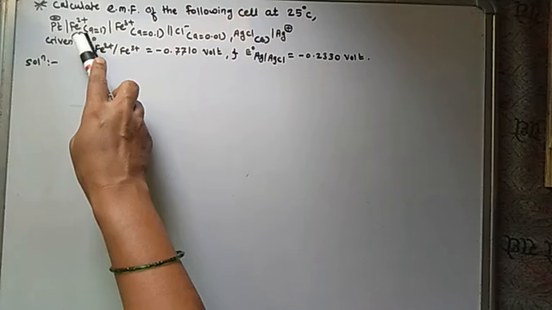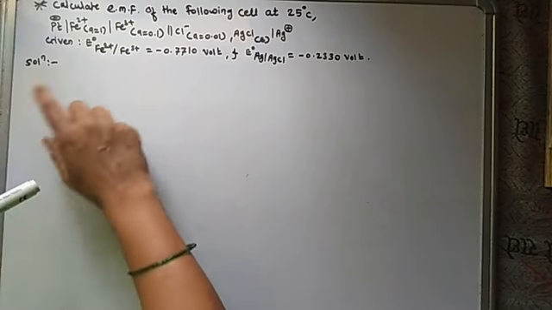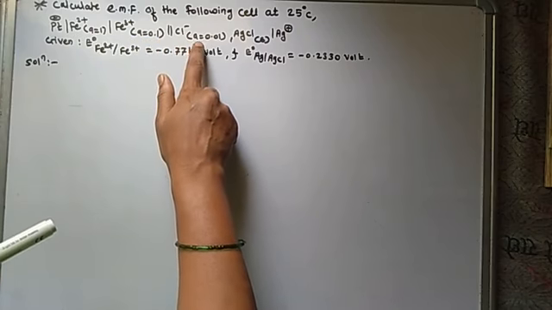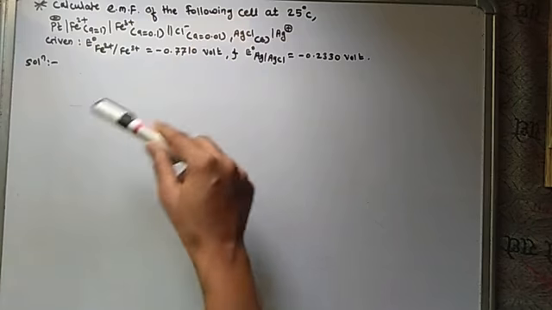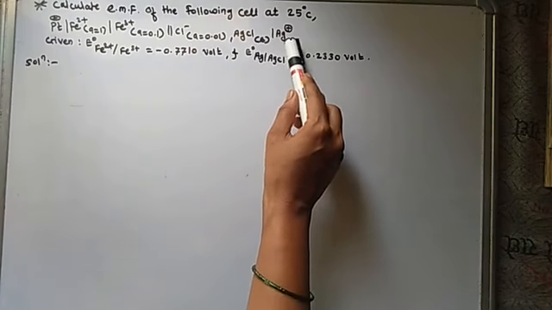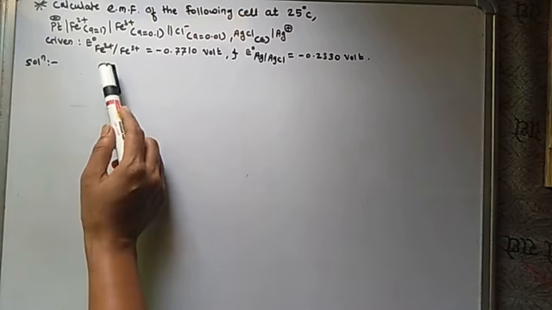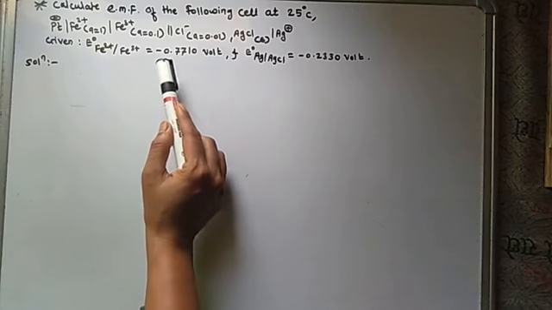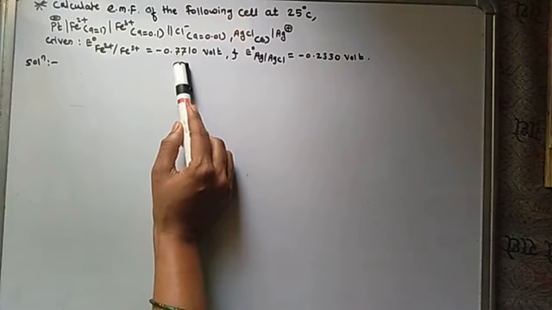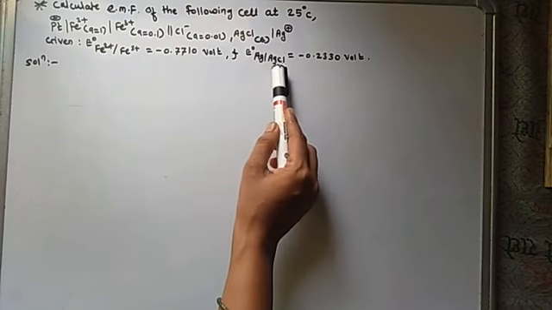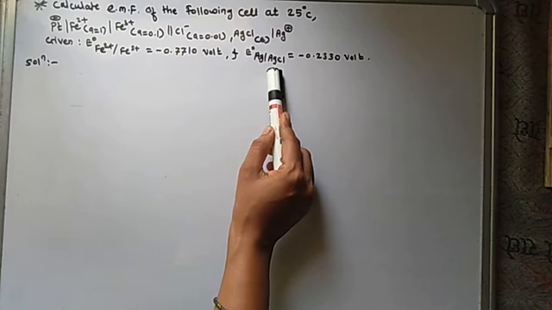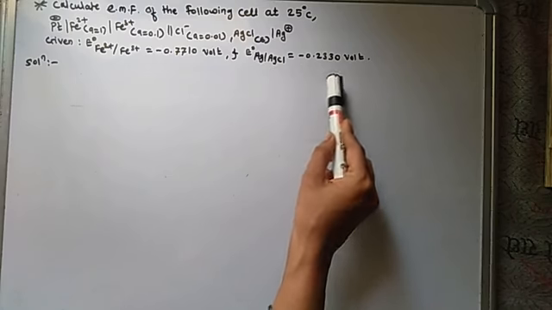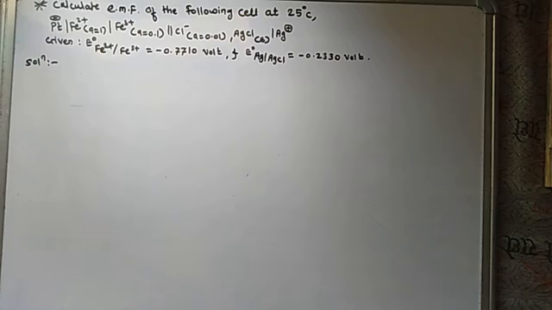Platinum, Fe2+ activity is equal to 1, Fe3+ activity is equal to 0.1, salt bridge, Cl- activity is equal to 0.01, AgCl solid, Ag+. And given data for this cell reaction is that E standard of Fe2+/Fe3+ is equal to minus 0.7710 volt, and E standard of AgCl is equal to 0.2330 volt. Let me solve this problem.